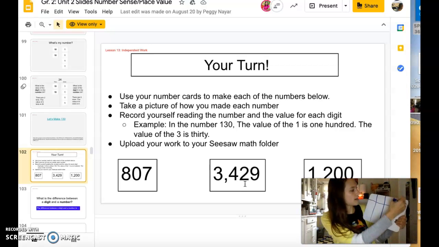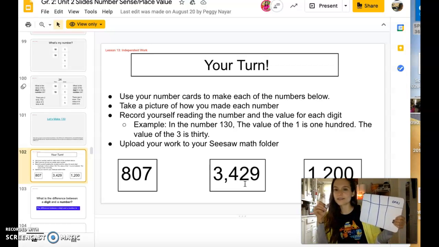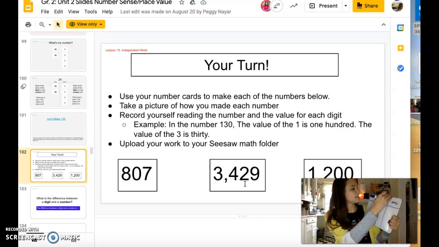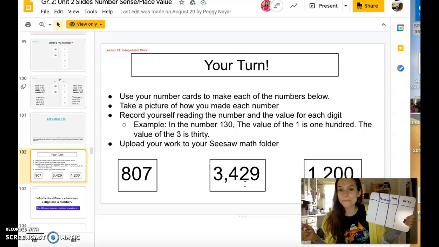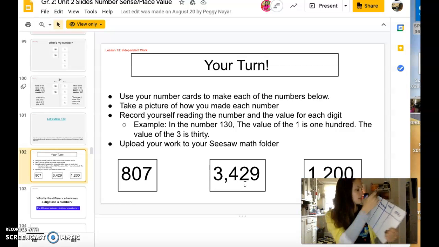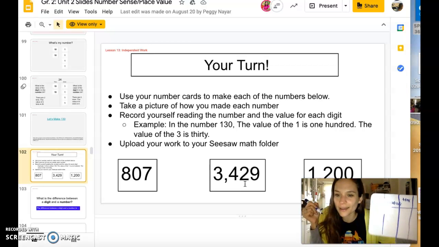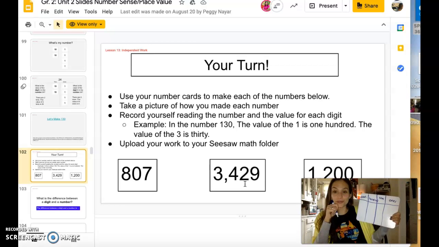And of course we have the ones place. And what comes after the ones? The tens. And what comes after the tens? The hundreds. Whew. And what comes after the hundreds place? The thousands place, yes. And I'm just going to abbreviate it and write thous because I'm running out of room.